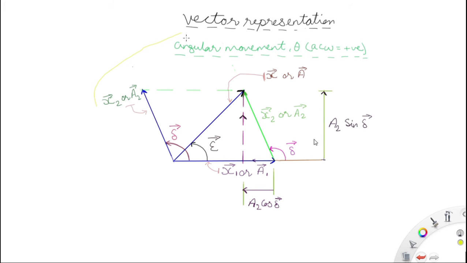So this is A2 sine delta and this is A2 cos delta, this much portion. In this small triangle, from the vertical position to this, this will be the direction of the vector A2 cos delta, and this will be the direction of the vector A2 sine delta.